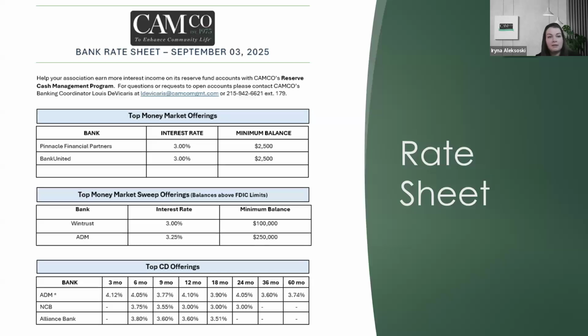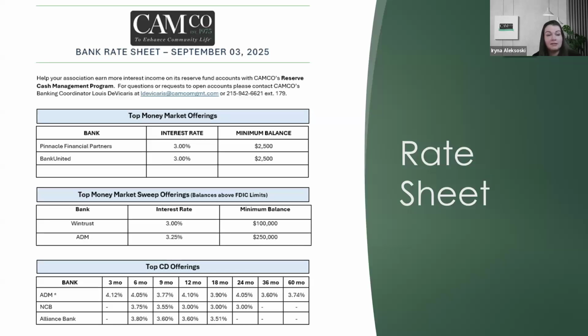I typically recommend, because some boards get a little worried about investing a lot of money into CDs since you never know what's going to happen, a staggered approach. So if you have, let's say, $500,000 that you want to invest, I would put 100,000 in a 3-month, 100 in a 6-month, 100 in a 9-month, and so forth. So basically every 3 months you'll have a CD coming due and you'll have funds coming in, but you'll still be earning interest.